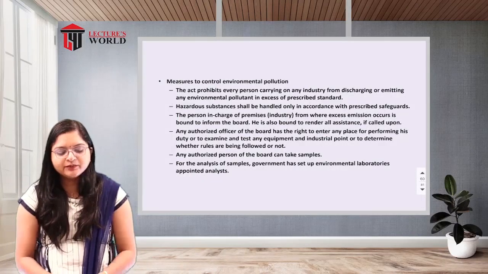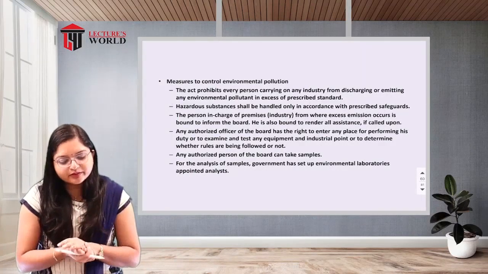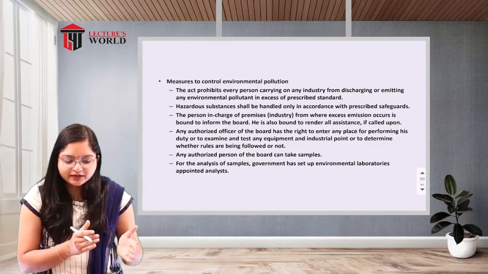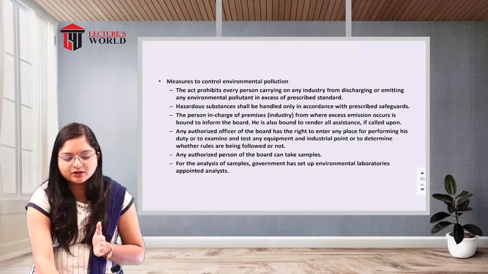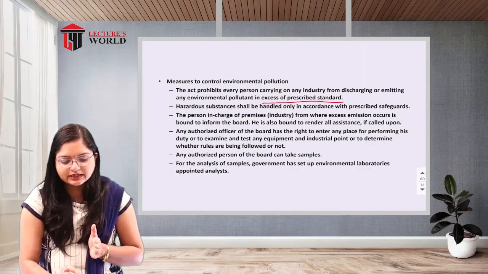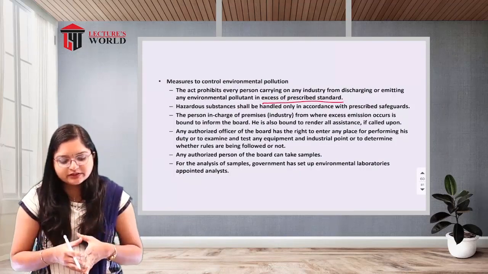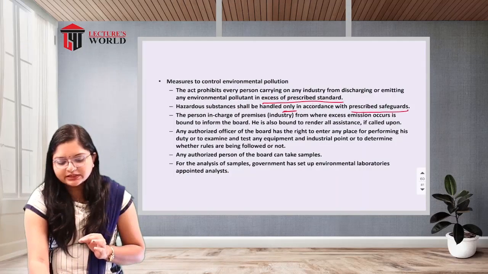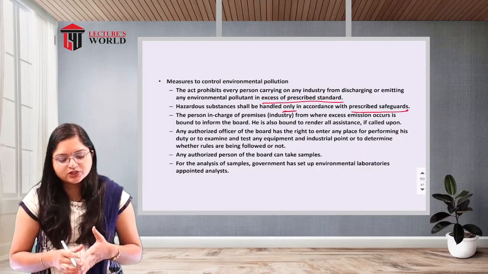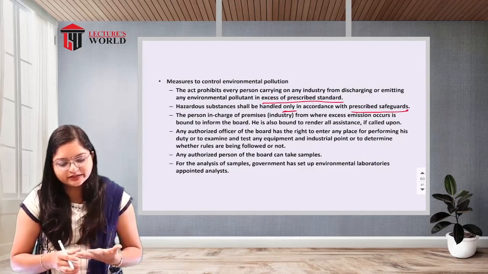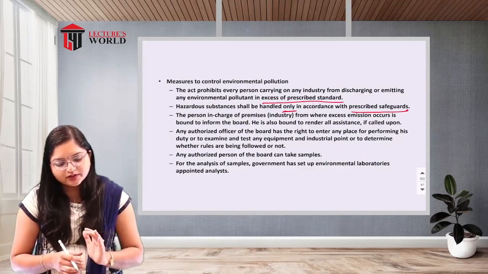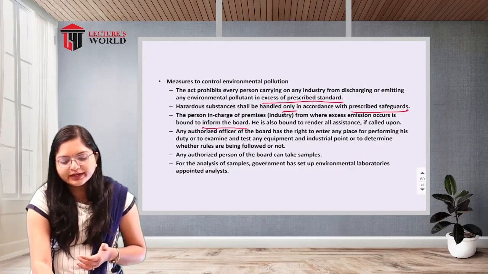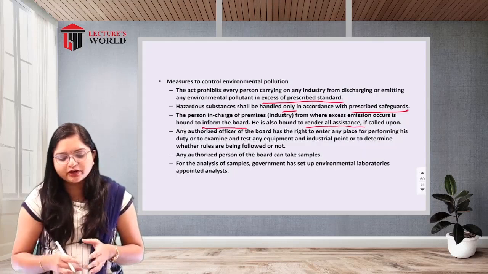These measures are: the Act prohibits every person carrying on any industry from discharging or emitting any environmental pollutant in excess of the prescribed standard. Hazardous substances shall be handled only in accordance with the prescribed safeguards. The person in charge of the premises or the industry from where excess emission occurs is bound to inform the board, and he is also bound to render all the assistance if called upon.